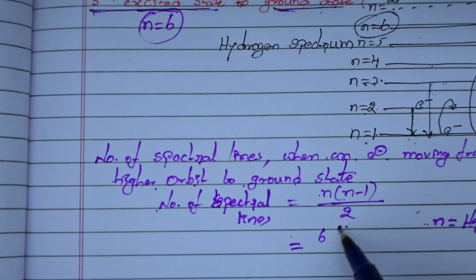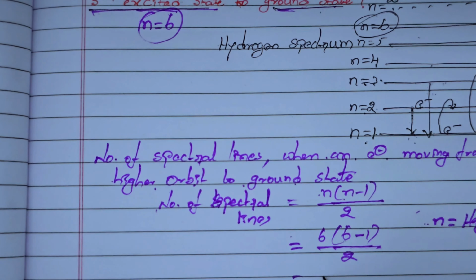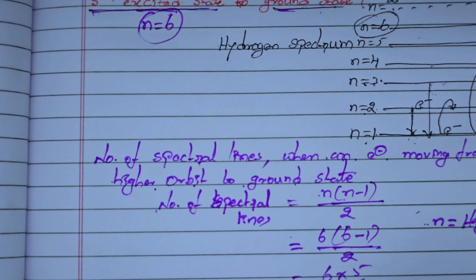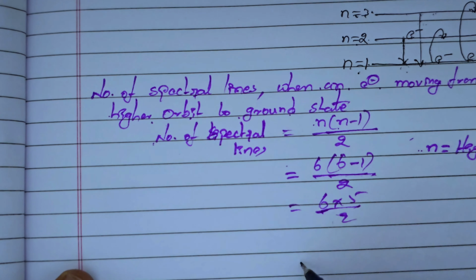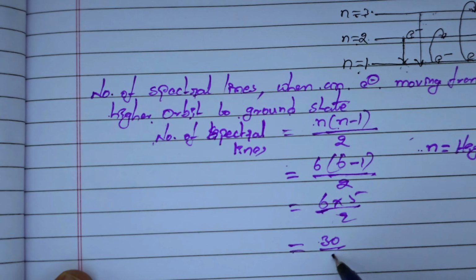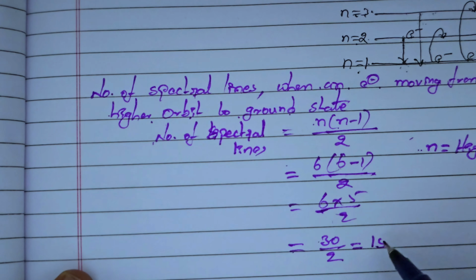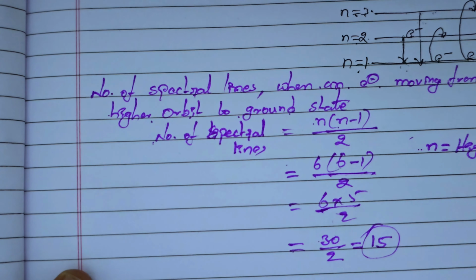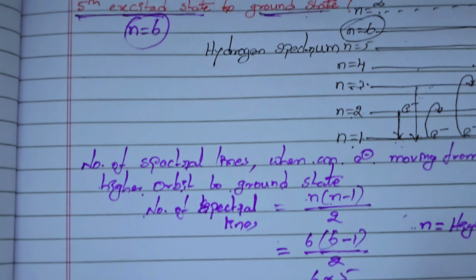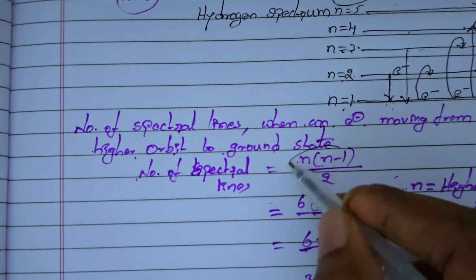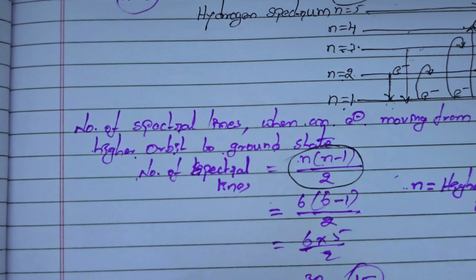So 6 into 6 minus 1 by 2. So 6 into 5 by 2. So 30 by 2, the number of spectral lines is 15. So if the electron is coming from a higher energy orbit to the ground state, the formula is n into n minus 1 by 2.